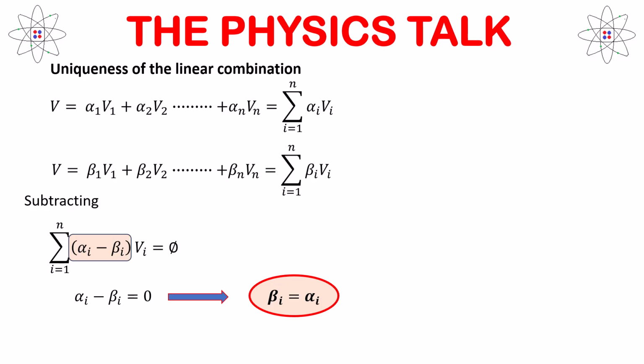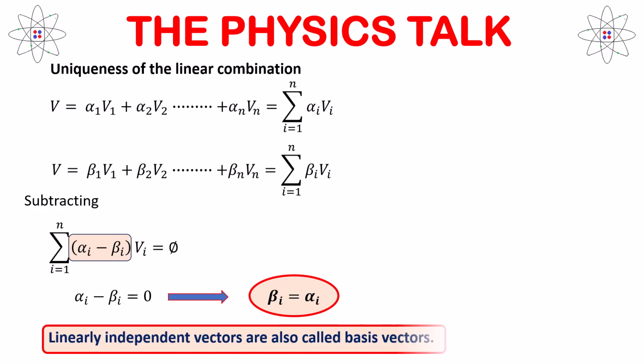Since any vector can be expressed as a linear combination of these linearly independent vectors, they are also called basis vectors.